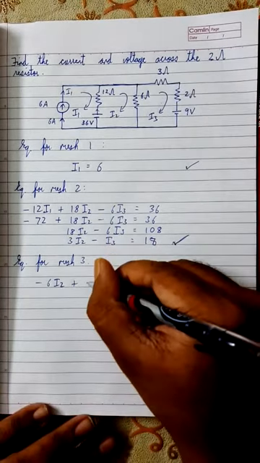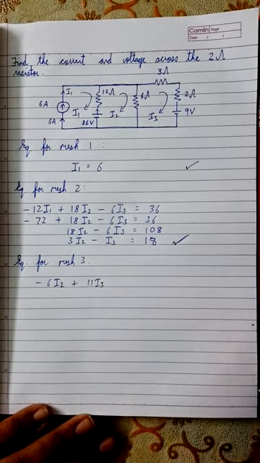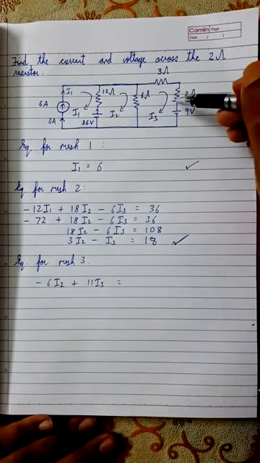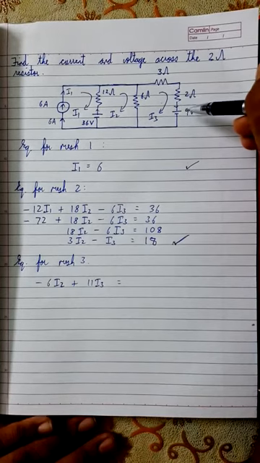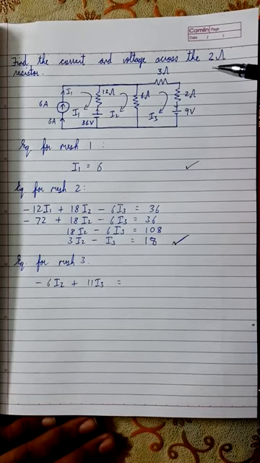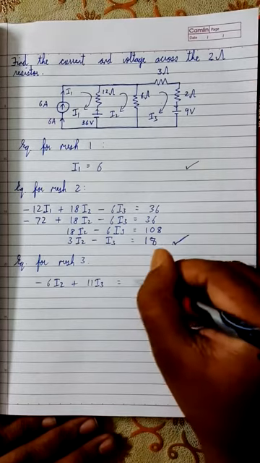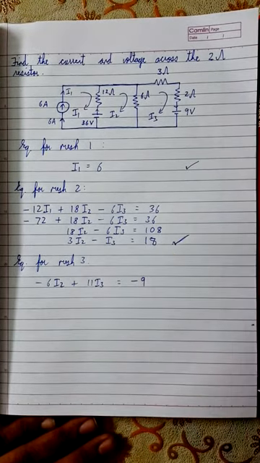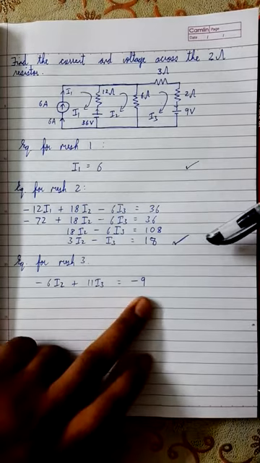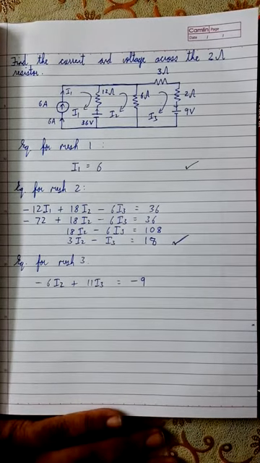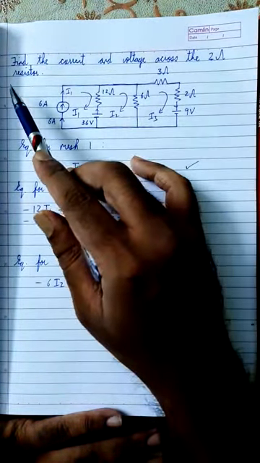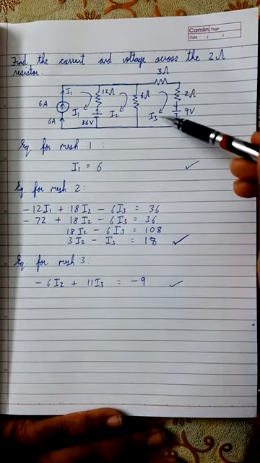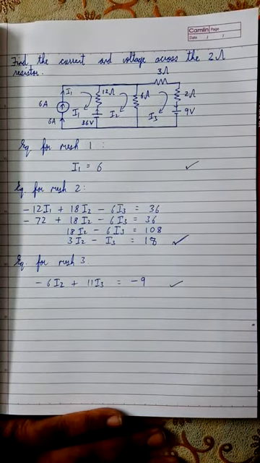So plus 11 I3 is equal to, and this I3 is flowing into the 9 volt. It is flowing into the positive terminal, which means this positive terminal is not generating current, it is opposing the current. Therefore it is minus 9. So minus 6 I2 plus 11 I3 is equal to minus 9. From here I can find the value of I2 and I3. But according to the question, you need to find only I3. The question asks to find the current and voltage across the 2 ohm resistor, and the current across the 2 ohm resistor is I3. So simply find the value of I3.